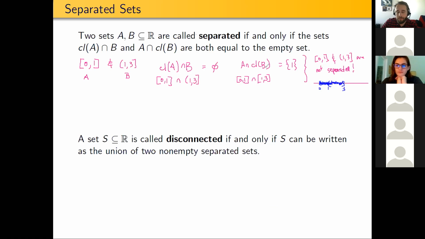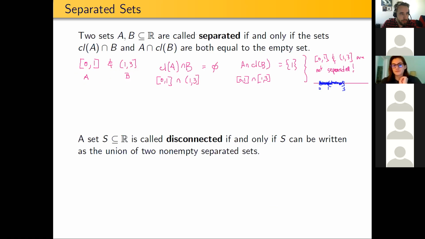So in a way, separated is a stronger assumption than disjoint, right? A and B here were disjoint. They didn't have any elements in common. And yet, they were not separated. They were still butted up next to each other. Okay, so that was example 1.